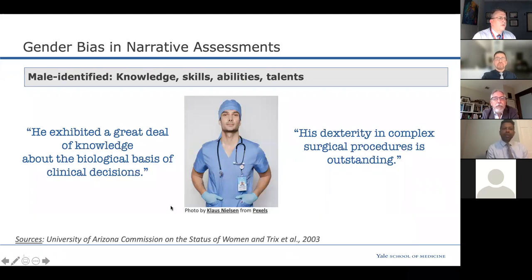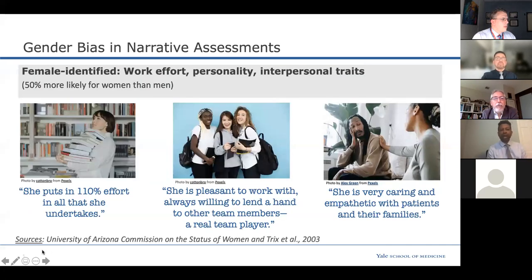One of the things we want to emphasize is that gender bias in narratives is often present, such that men are identified through their knowledge, skills, and abilities with the use of standout words such as best, excellent, and outstanding. One particular example is, he exhibited a great deal of knowledge about the biological basis of clinical decisions, where his dexterity in complex surgical procedures is outstanding. This is in contrast with women, who are often identified through grindstone words such as hardworking, or a focus on their personality or interpersonal traits, such as she puts in 110% effort in all that she does.